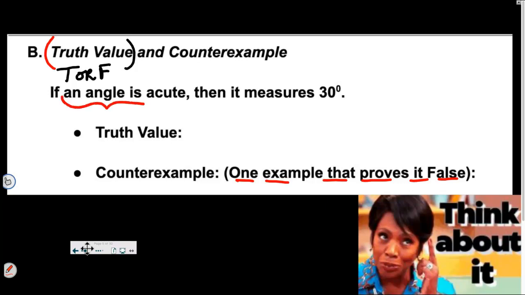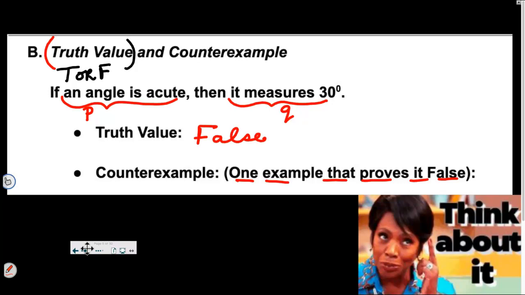If an angle is acute, you should already know that we can replace that with the symbol P. We call it the hypothesis. Then it measures 30 degrees. We would call that Q or the conclusion. Truth value just means, is this statement true or false? So is it true that if an angle is acute, I get to say, yep, it's 30 degrees? Well, that's kind of ridiculous. That's false, right?